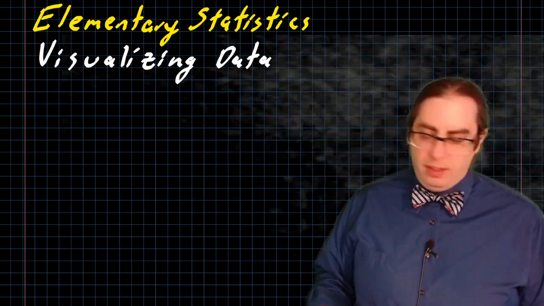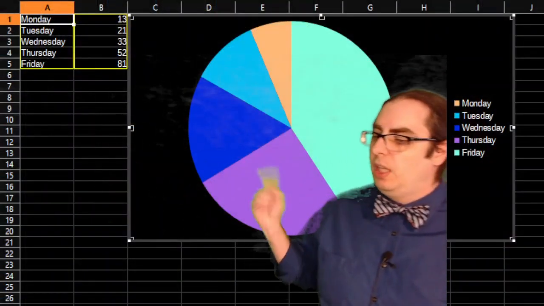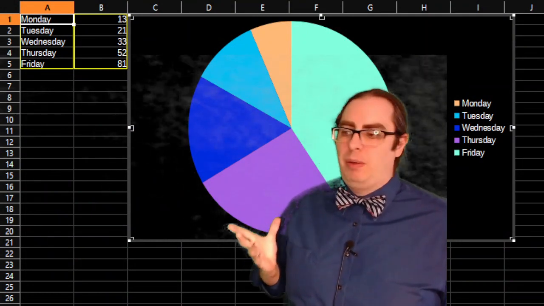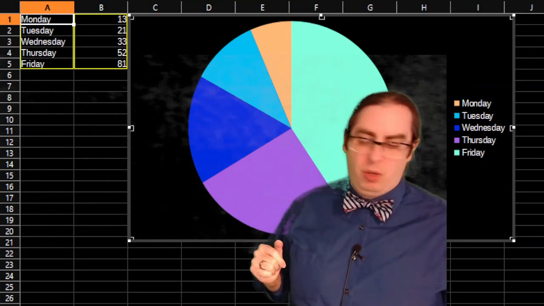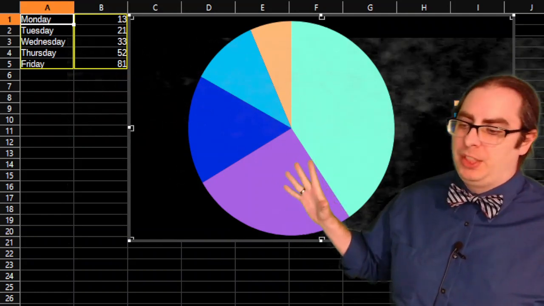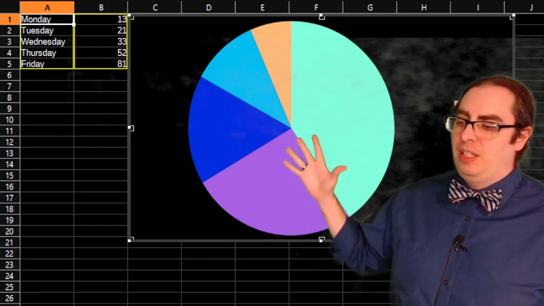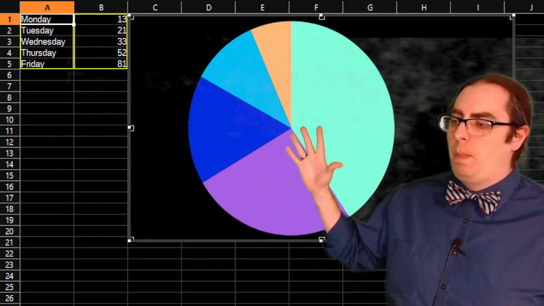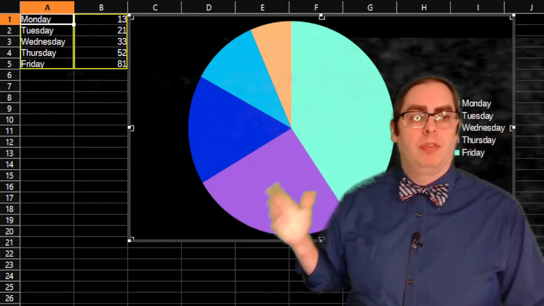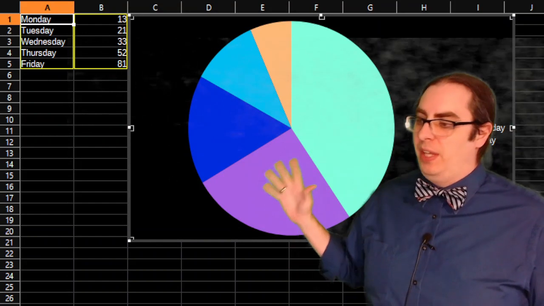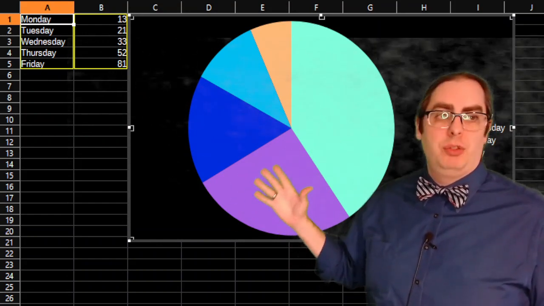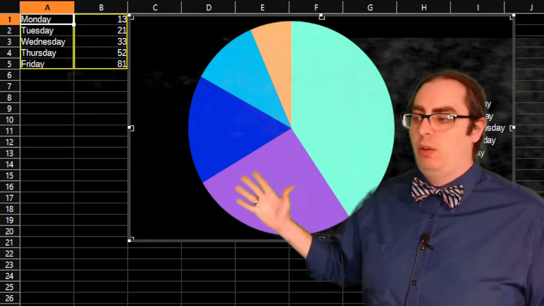Sorry about that. There's the button I wanted to push. One of the things I really like about pie charts is the way that they present a portion of a whole. The bar graph is really good for comparing two different data points against each other. The pie chart is really good for looking at how each percentage works.